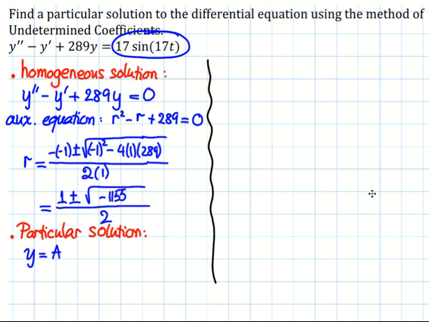So just say a cosine of 17t plus b sine of 17t. One more check. The solution corresponding to 17t: because this is cosine and sine, it's going to be 17i plus or minus 17i, and there's no real part here, so it's 0 plus or minus 17i, and that is the solution corresponding to 17t.